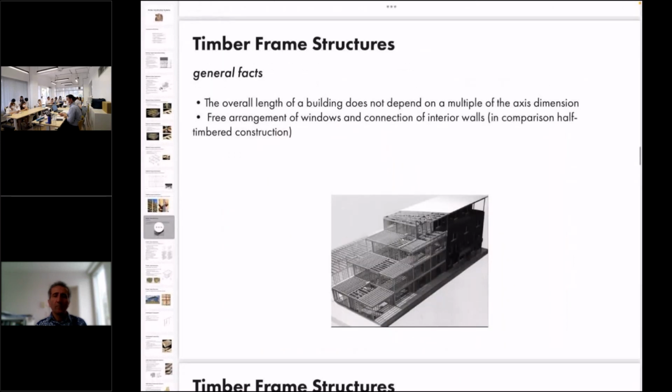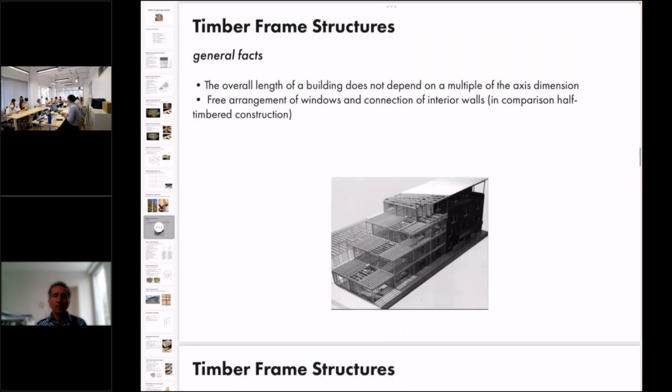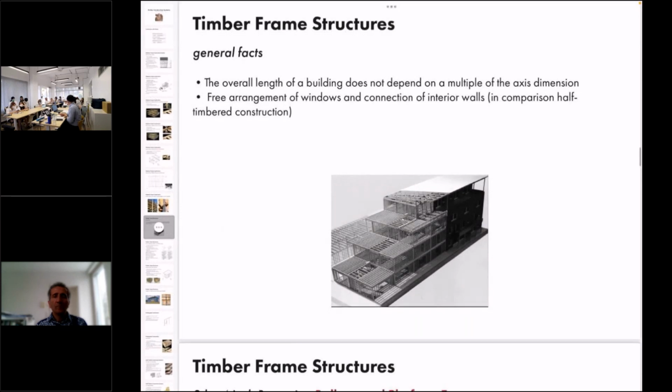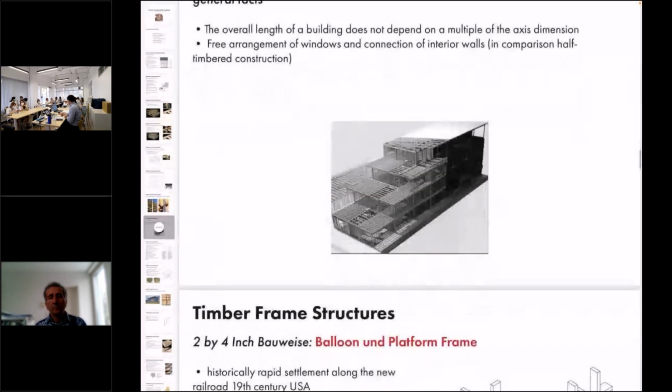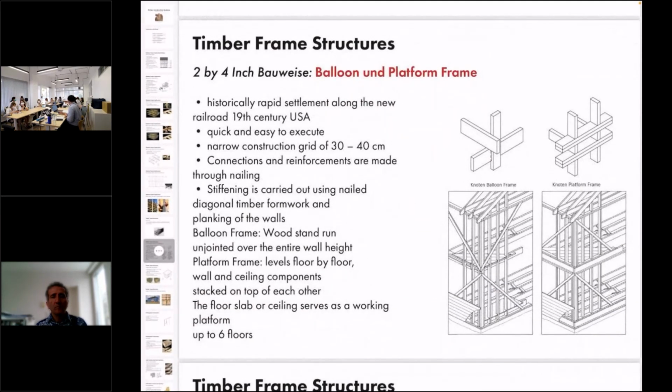Okay, now we are going to continue with timber frame structures. The general facts are that the overall length of the building is not dependent on a multiple of an axis, so it can vary. And you can arrange the windows and the openings in the exterior and interior walls as you want. And the timber frame structures began in the 19th century in the US, and the main advantage is that you can build them very fast.